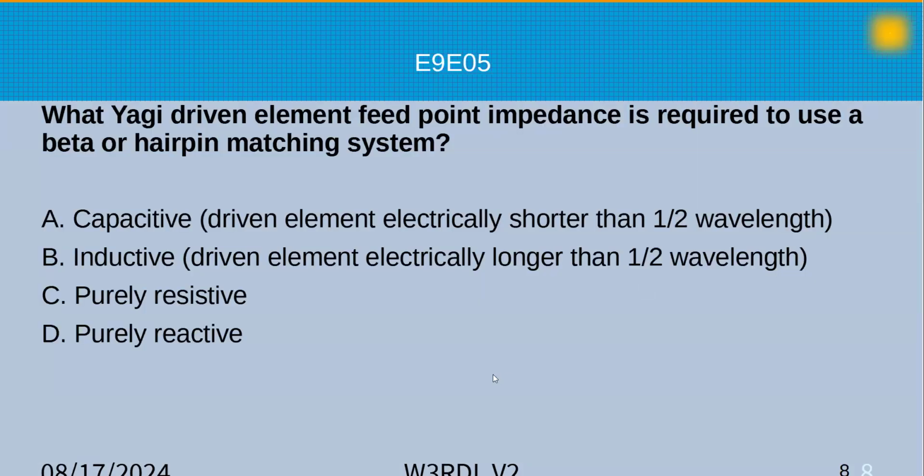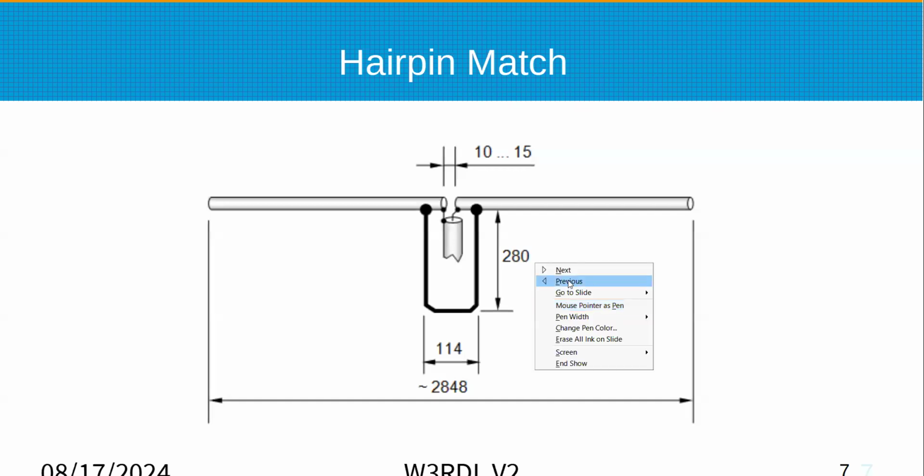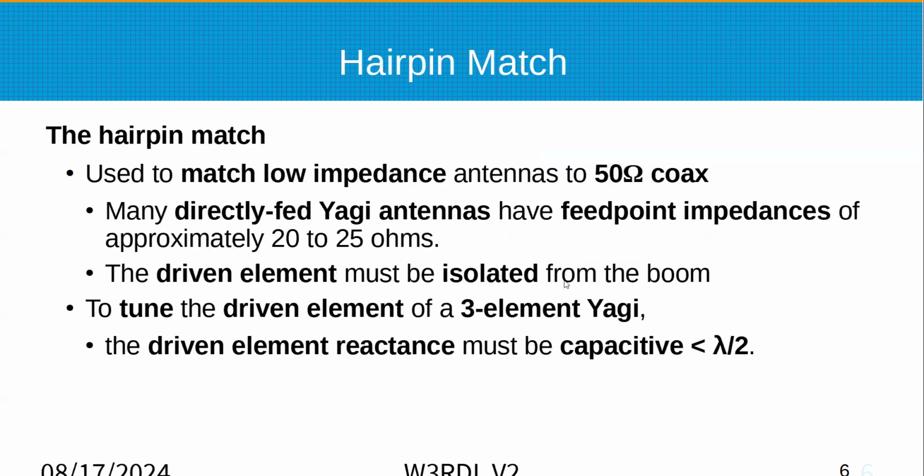So what Yagi-driven element feed point impedance is required to use a beta or hairpin matching system? Beta is just another name for it. The driven element must be capacitive.